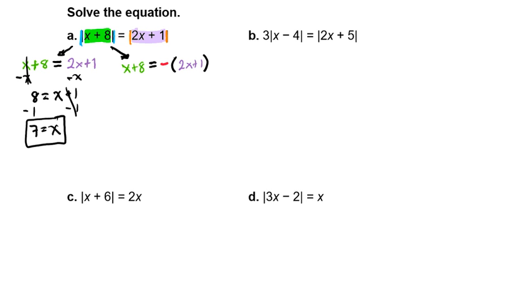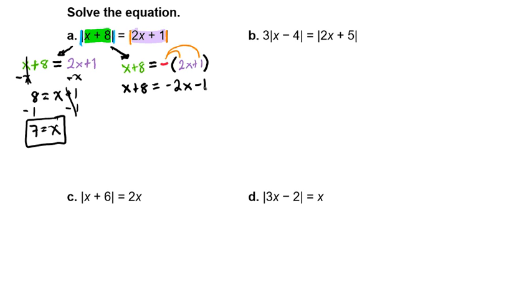And then on this other side, I'm going to have to distribute that negative sign first. Now, the biggest mistake that people make is forgetting about this negative symbol right there. They forget about it and don't do anything with it. So don't forget that you need that negative sign and you need to distribute it. So what we really have is x plus 8 equals negative 2x minus 1.